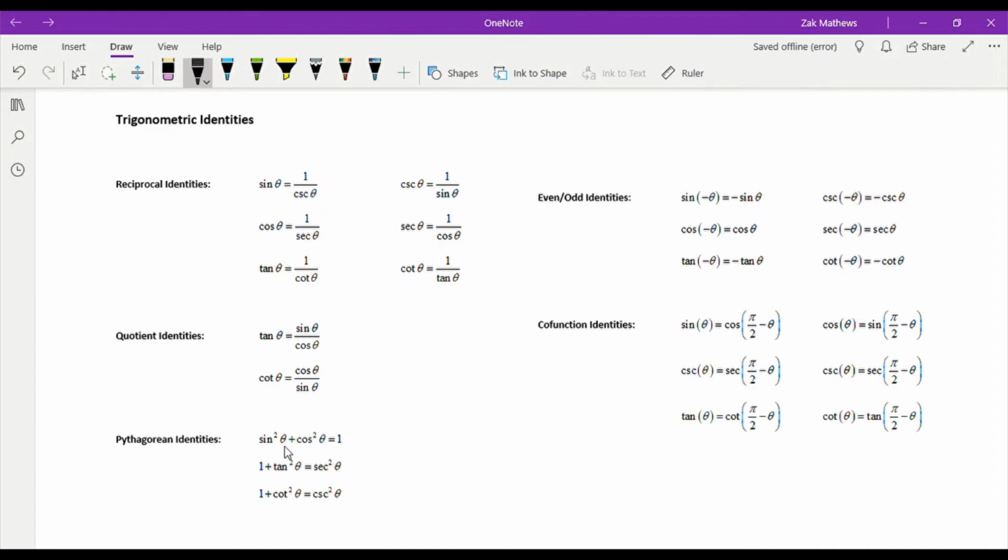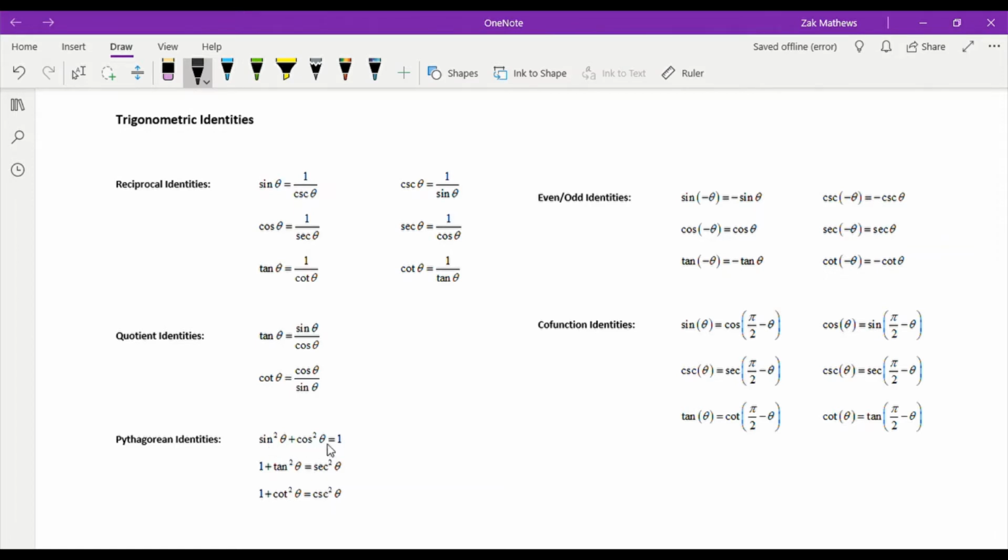Pythagorean identities: sine squared plus cosine squared equals 1. That's the basic one that I always remember. We can generate the other two by dividing off sine squared or cosine squared. So if we divide all the terms in this first identity by sine squared, we would have sine squared over sine squared, which is 1. Cosine squared over sine squared, which is cotangent squared. And then 1 over sine squared is cosecant squared, so that would be the last of the identities there.